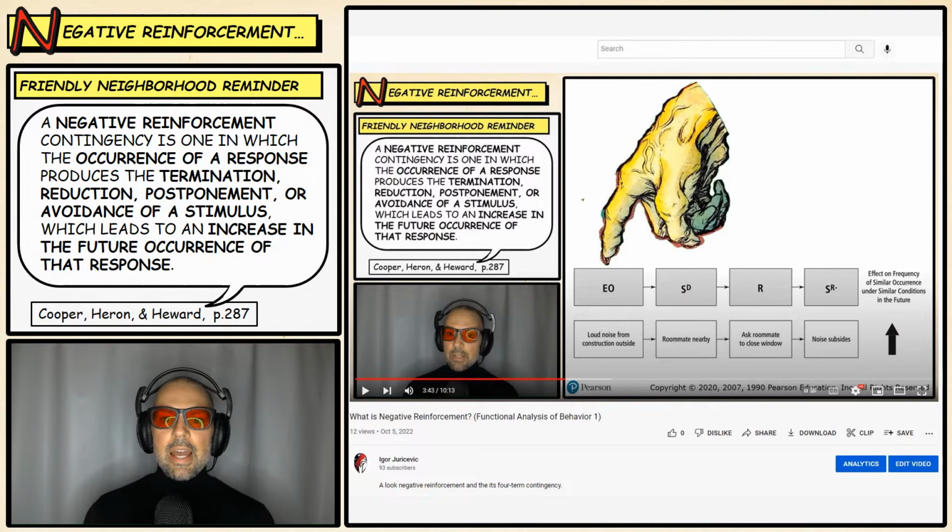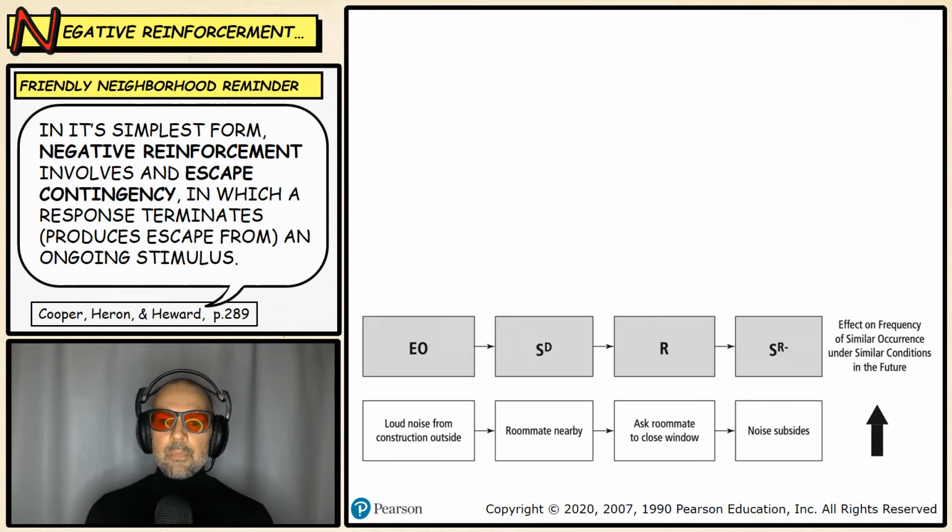Now, you'll notice that negative reinforcement is a contingency where a response produces sometimes the termination of an event and sometimes the avoidance of an event. And that's what we're going to focus on today. Termination being the escape from an event and avoidance being the avoidance of that event. All right, so let's go back to the 4-term contingency for negative reinforcement. And we are going to start with what we looked at last time, which is actually the escape contingency.